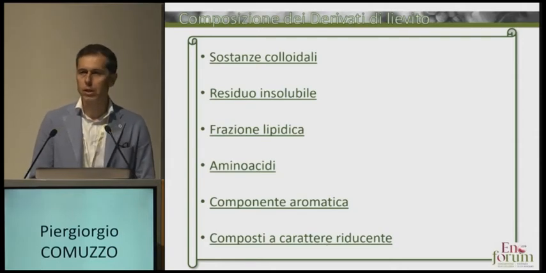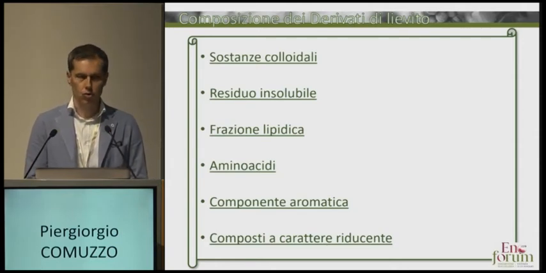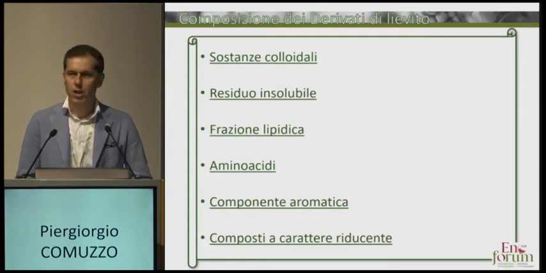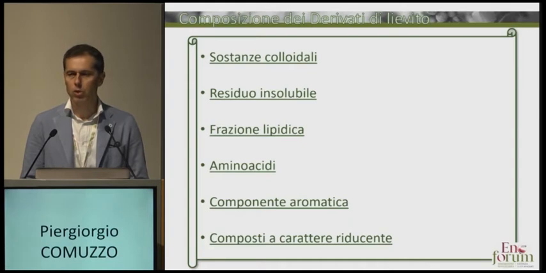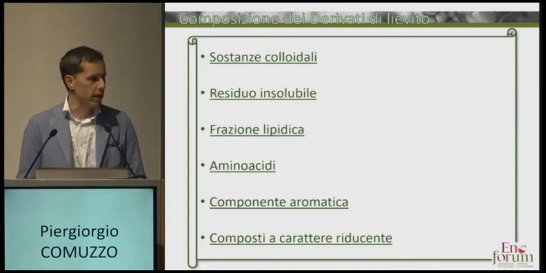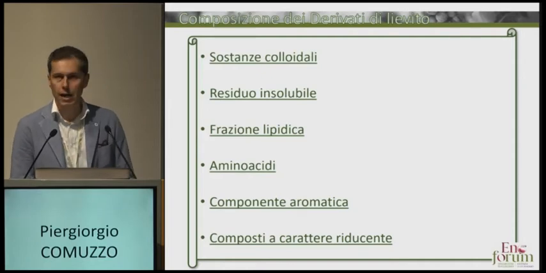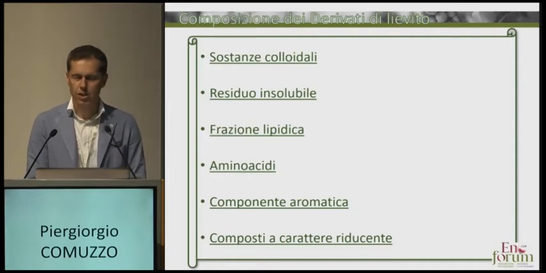When it comes to composition, what are the most important components in enological terms? Well, there are many of them because derivatives are extremely complex. I would like to mention them all without going too much into details.